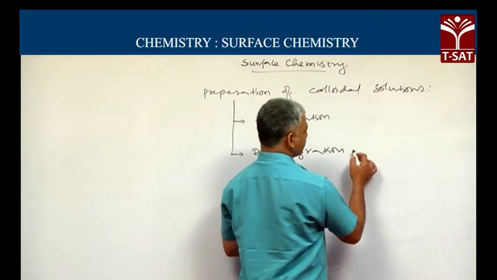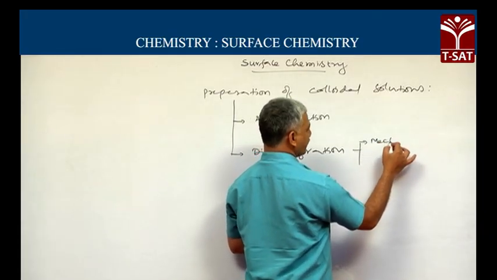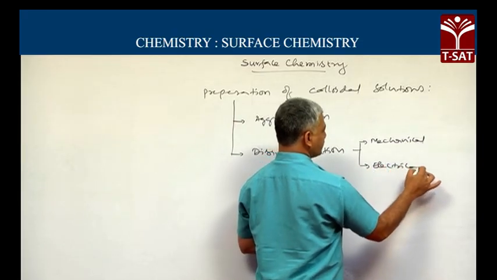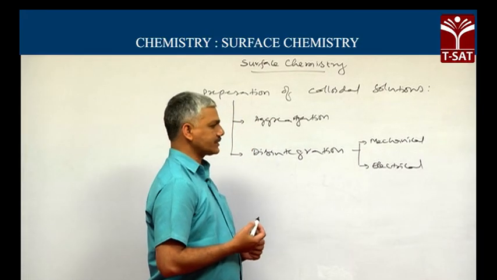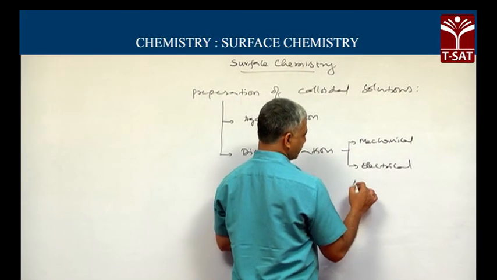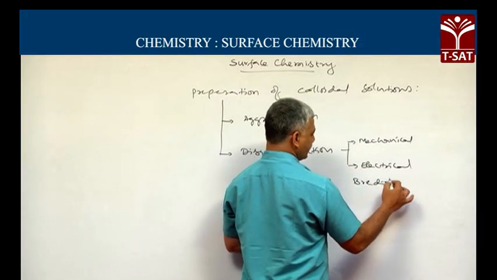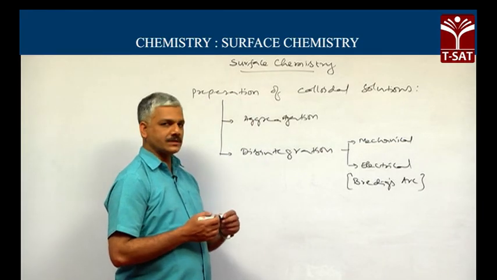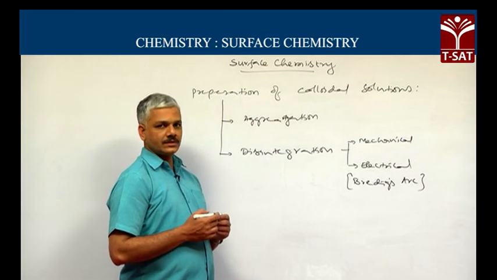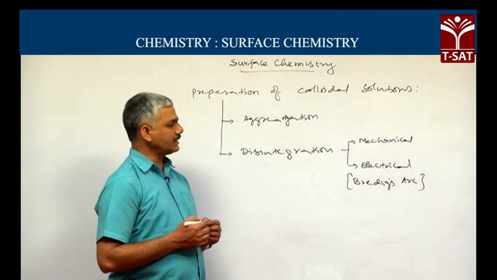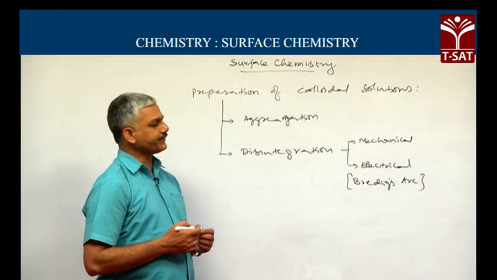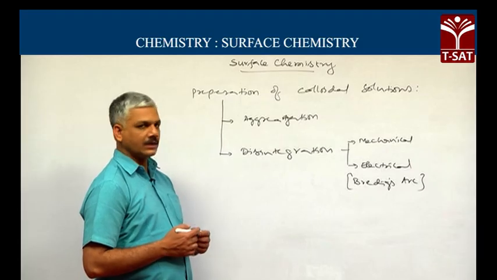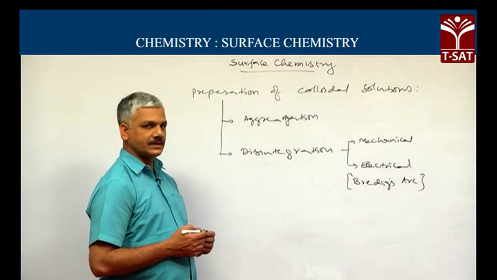In physical methods, mechanical disintegration methods or electrical disintegration methods are used. The electrical disintegration method is known as Bredig's arc method. In this Bredig's arc method, the colloidal solution to be prepared, the dispersed phase, is mostly metallic in nature. The metal rods are subjected to electrical discharge in suitable dispersion medium with stabilizing agent.